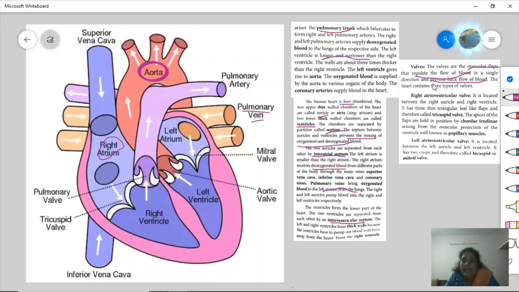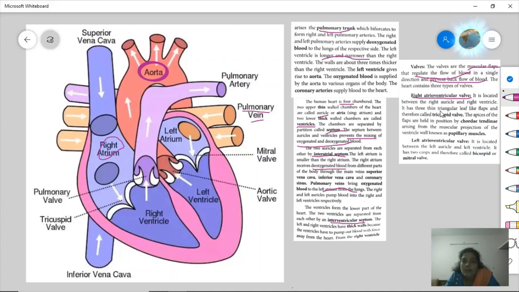The heart contains 3 types of valves. We can see one by one. The first one is the right atrioventricular valve. It is located between the right auricle and right ventricle. This is the right auricle, this is the right ventricle. So the right atrioventricular valve is located between the right auricle and the right ventricle.